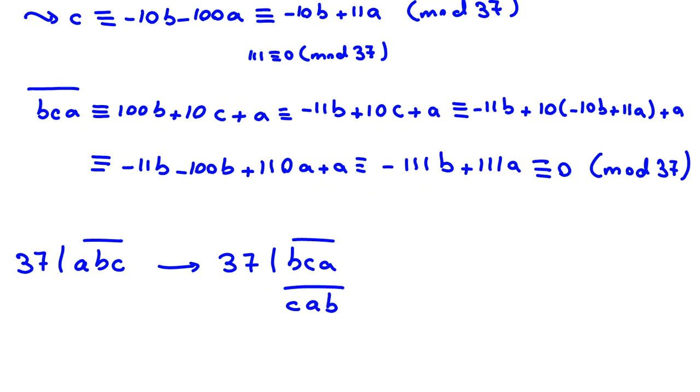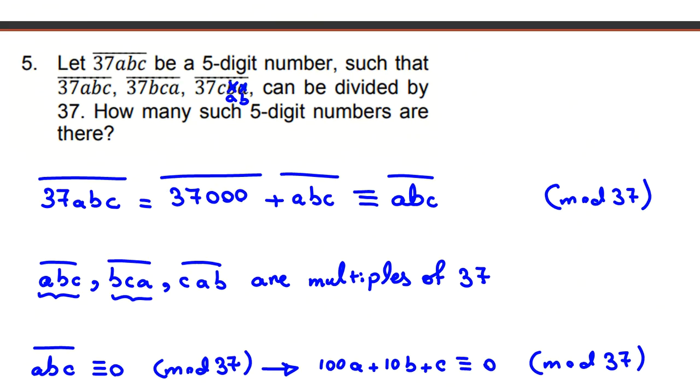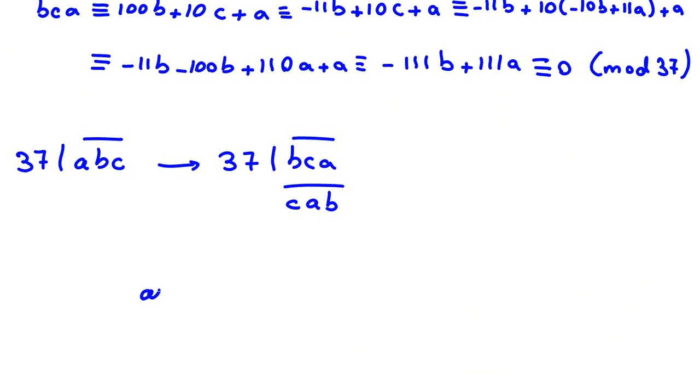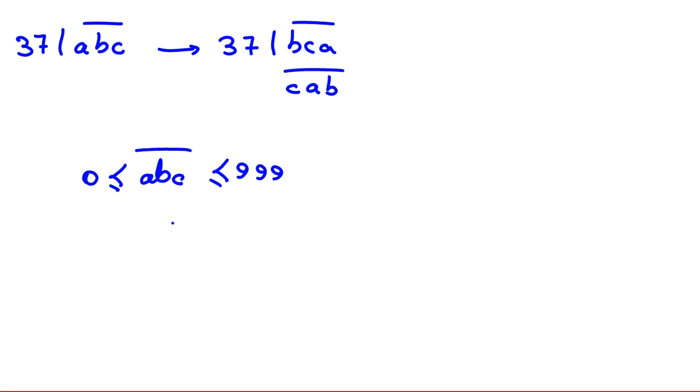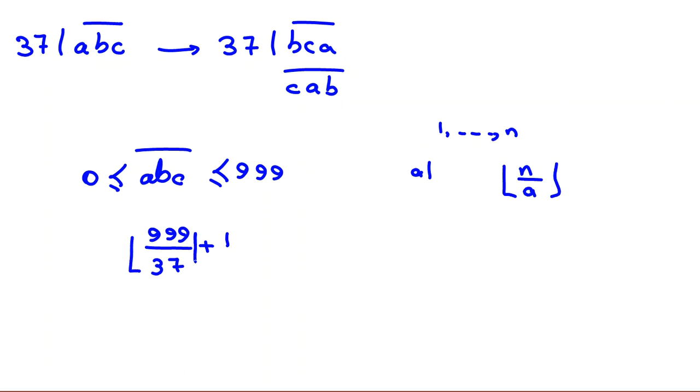So the only thing we should focus on is how many multiples of 37 we have. A can be 0, B can be 0, C can be 0, because this is a 5-digit number. So ABC is a number that is at least 0 and at most 999. If you want to find from 1 to n how many multiples of A there are, the number of them is n over A, floor of that, which means you should round down.